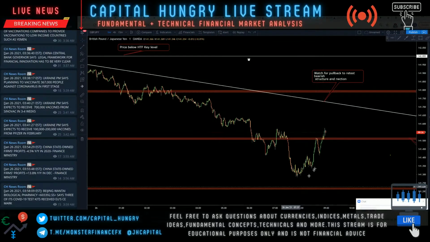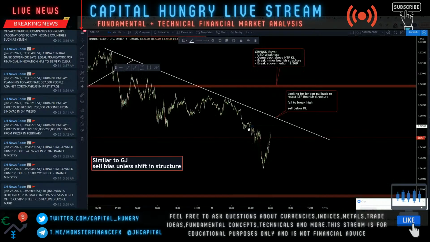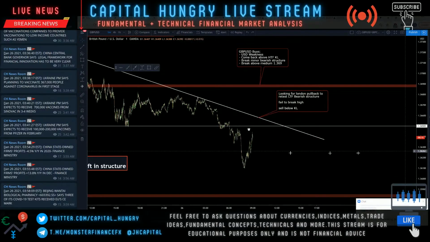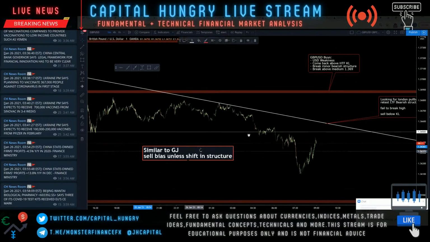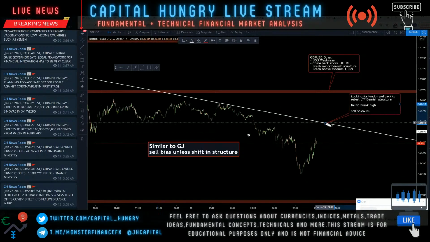GU, that pullback trade for 20 pips played out well. The scalp for 10 pips played out well. Other than that, nothing else really going on there. GU hasn't even done the full pullback yet to 1.365. So we're still waiting for that.